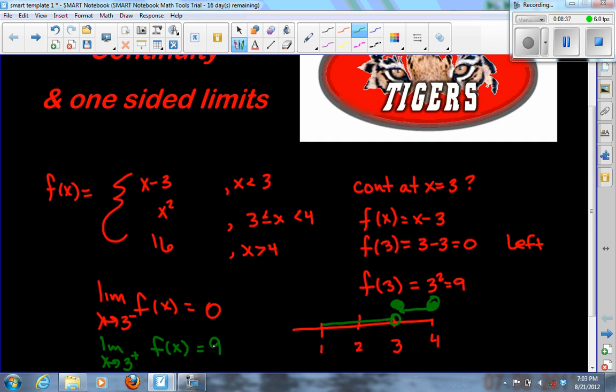So you notice that these two aren't the same, so that means this function is discontinuous. And this is your new notation for the day. x approaches 3 from the left, and x approaches 3 from the right. Okay, let's check the other break.